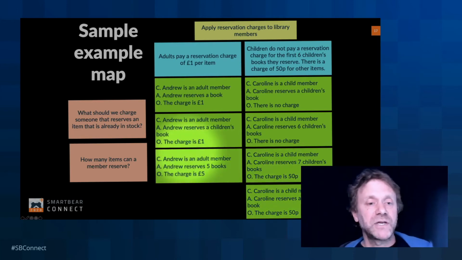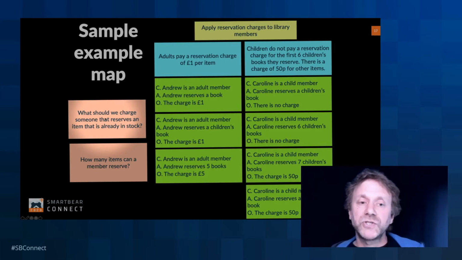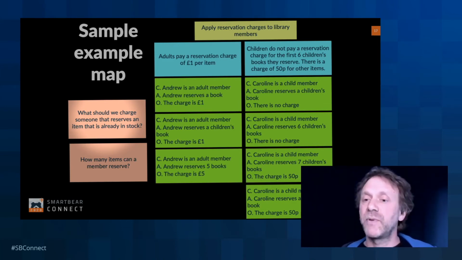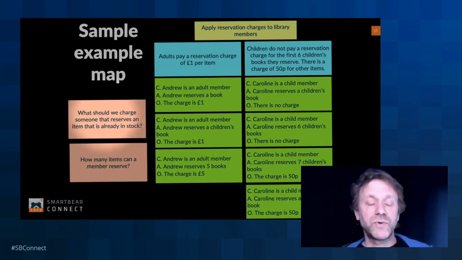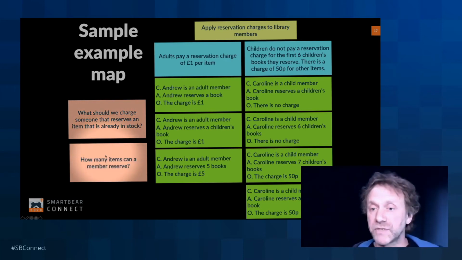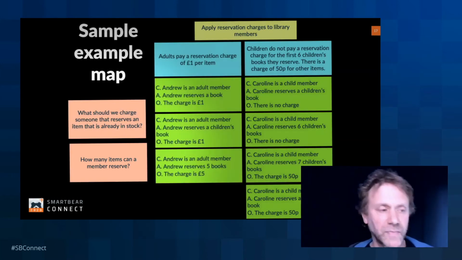Over on the left, you see that there are a couple of question cards. What should we charge someone that reserves an item that is already in stock? Well, that's a great question. It won't be answered necessarily in this story, but the product owner can take it away and think about how the system should cover or cope with these sort of situations. And finally, what's the maximum number of items that a member can reserve? Maybe you shouldn't even be allowed to reserve more than 6 items. So again, it's down to the product owner to make decisions on those.